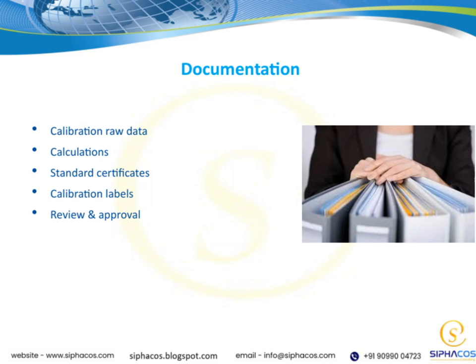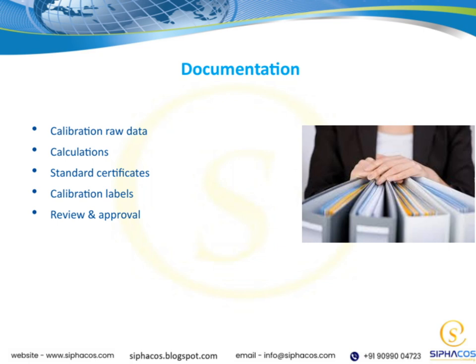First, we have calibration raw data, which is the foundational information collected during the calibration process. It's essential that this data is accurately recorded and stored because it forms the basis for all subsequent steps. Next, we move on to calculations, where we analyze the raw data to determine if the calibration meets the required specifications. These calculations help us verify the accuracy and reliability of the equipment.